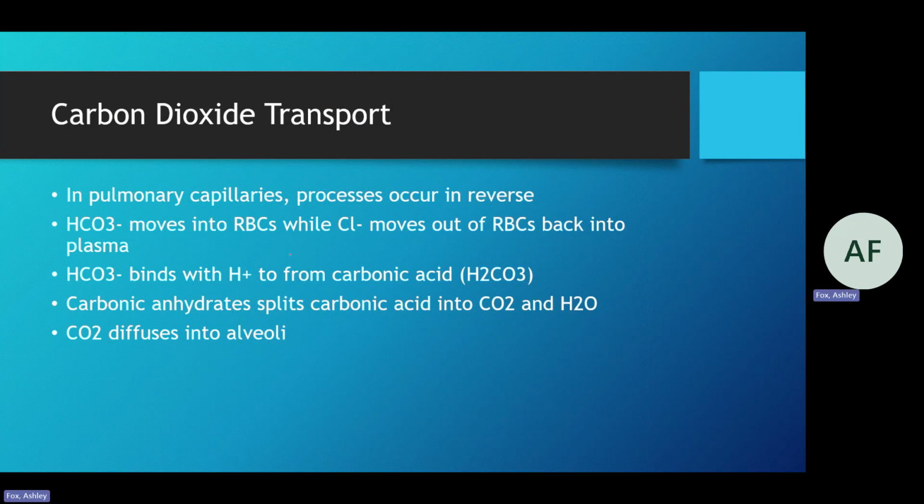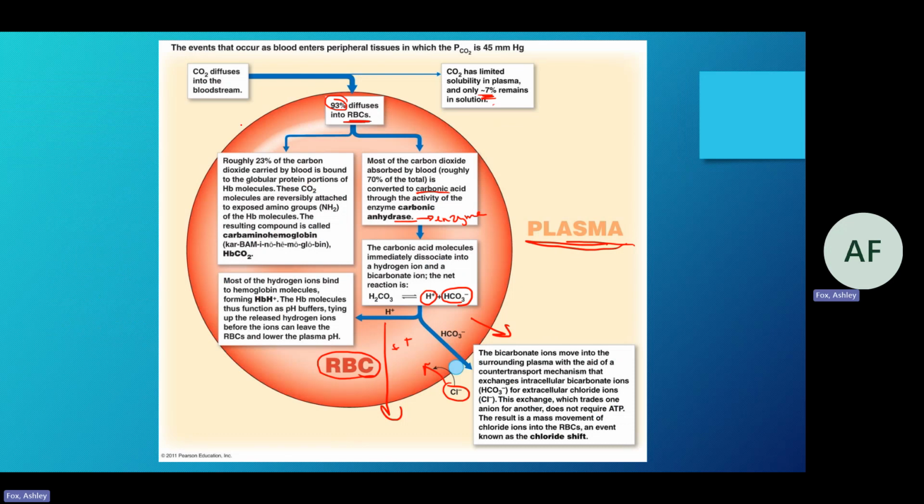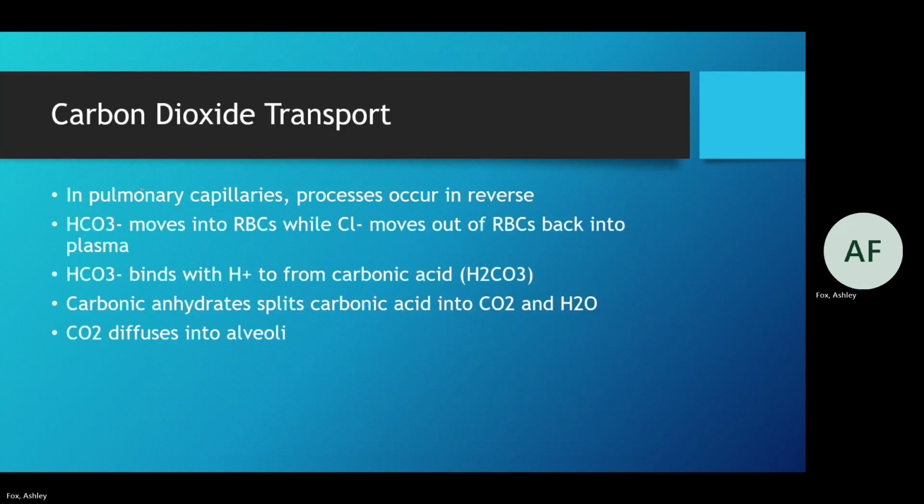So this part is happening going from tissues, because tissues are going to be producing carbon dioxide, into the systemic capillaries. So this is happening at internal respiration. This is external respiration because we're going from pulmonary capillaries to the alveoli.